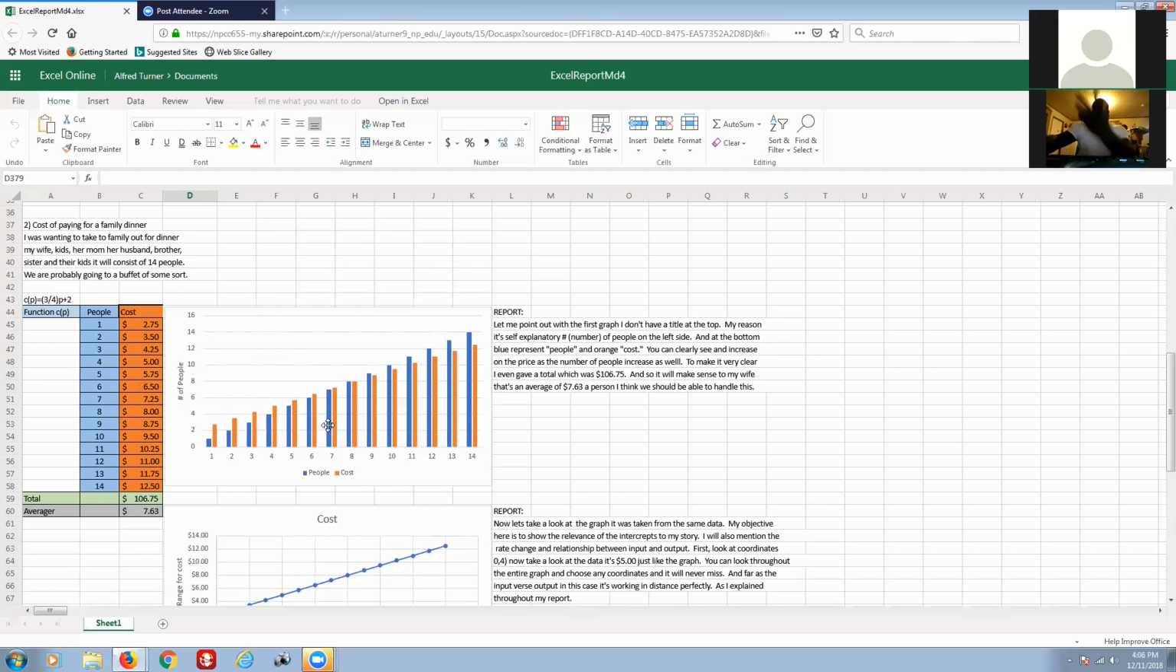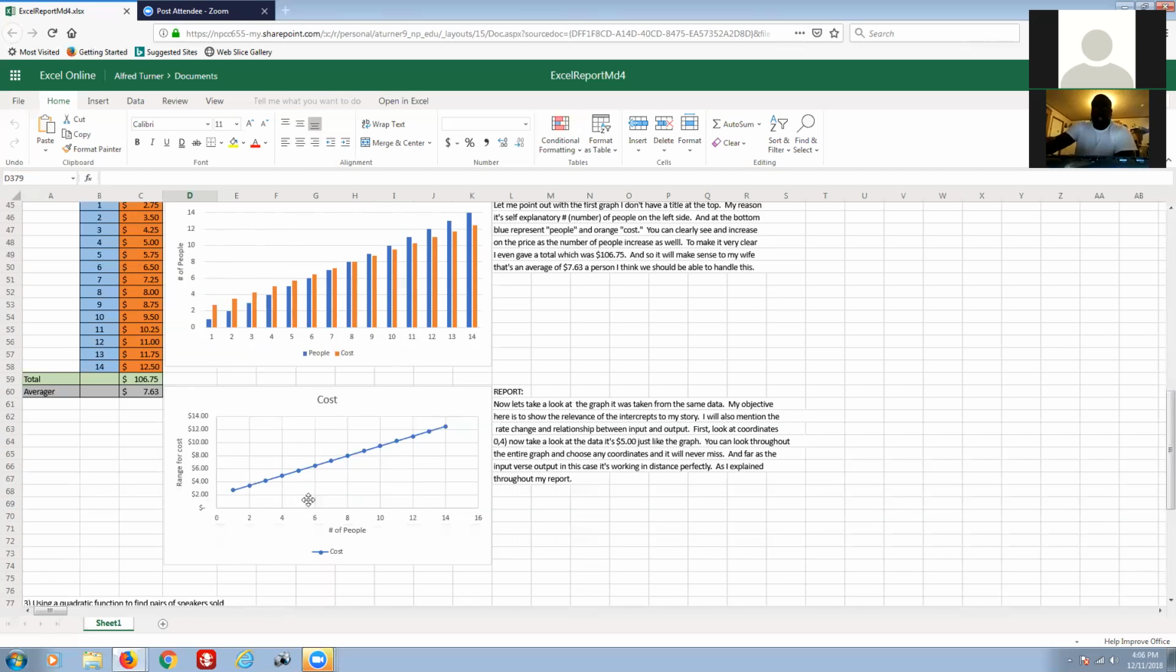I just explained that first part, and this is the cost it shows you for 14 people, then it goes up. Now let's take a look at the graph. It was taken from the same data. My objective is to show you the relevance of the intercept to my story. I will also mention the rate of change and the relationship between the input and output.